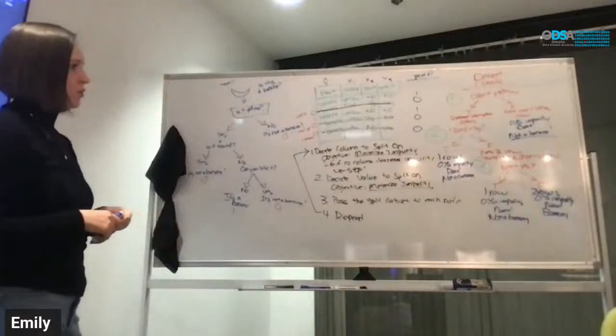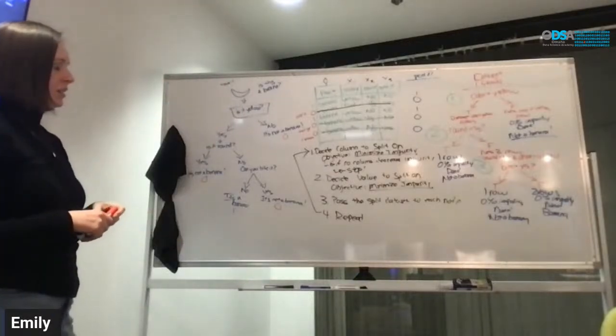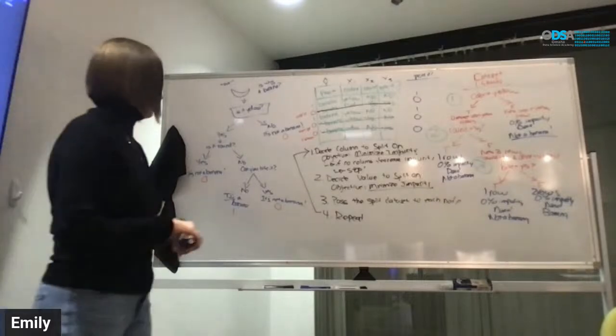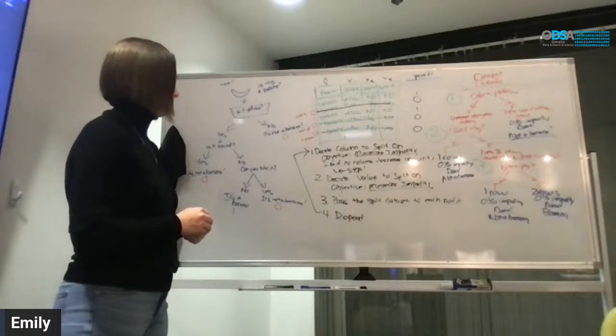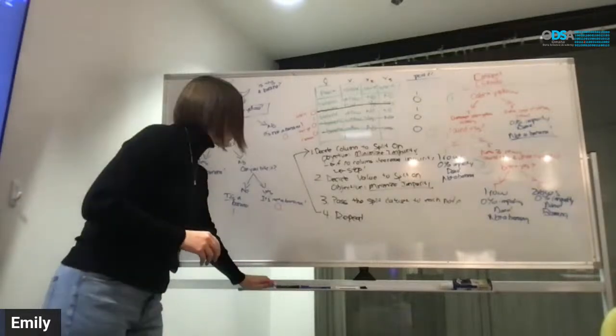Let's see, what else? Min split at leaf. Yeah, there's a bunch of parameters. Maybe we'll just go look at the code for that. I think that's it for decision trees. Okay, let's go.